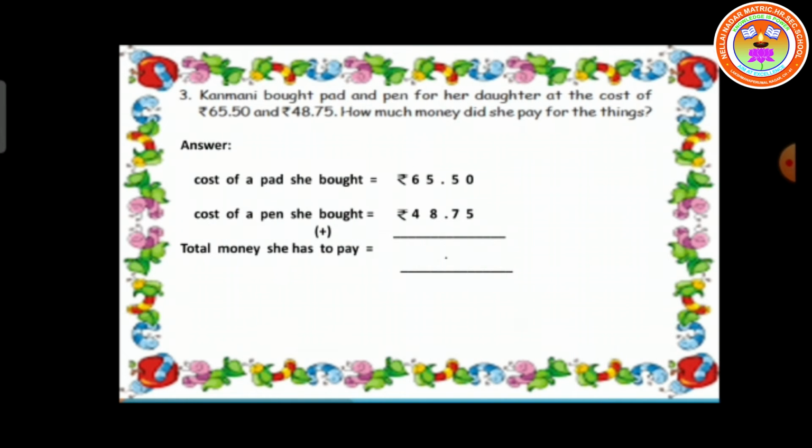Add the paise. 0 plus 5 is 5, 7 plus 5 is 12, 2 in the down and 1 in the carryover. 5 plus 1 is 6, 6 plus 8 is 14. So again 4 in the down and 1 in the carryover. 6 plus 1 is 7, 7 plus 4 is 11. So the total money Kanmani has to pay is 114 rupees 25 paise.